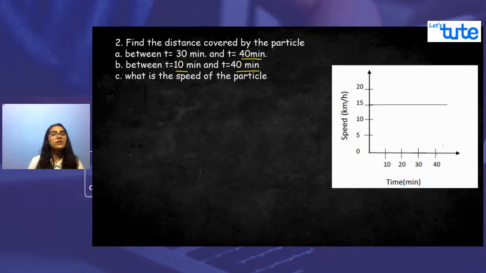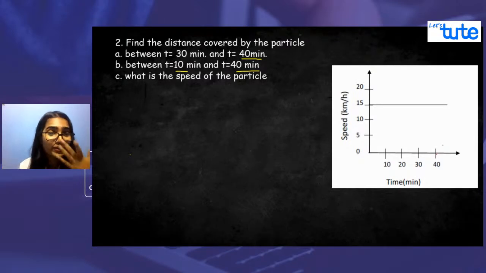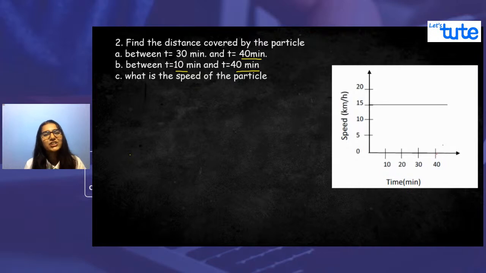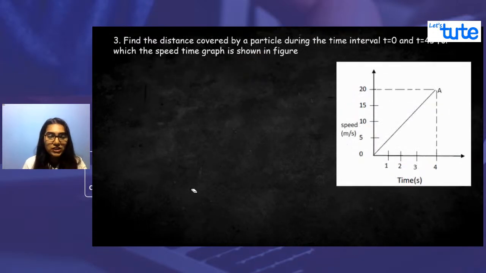Okay, guys, think about it. What's the speed of the particle? Look into the graph. They have told you what the value is. If you directly look into the graph, yes, teens, you're actually correct. Teens bestie, you're absolutely correct. Yes, Deepak, you're absolutely correct. The answer is 15 kmph. Proud of you guys. Now let's go to the next question.